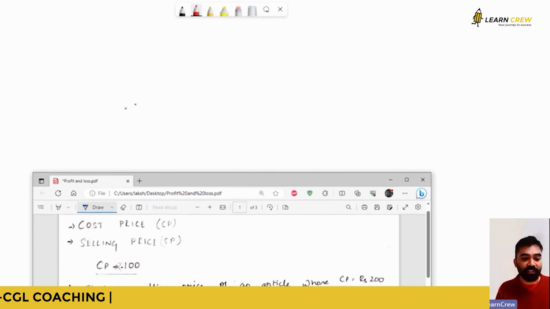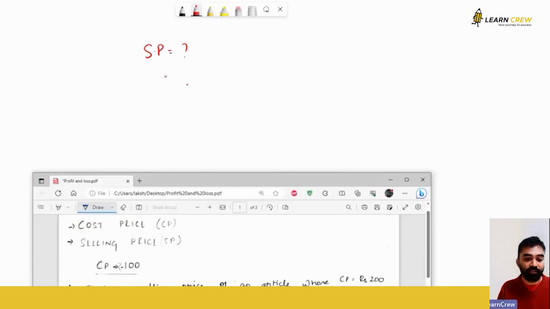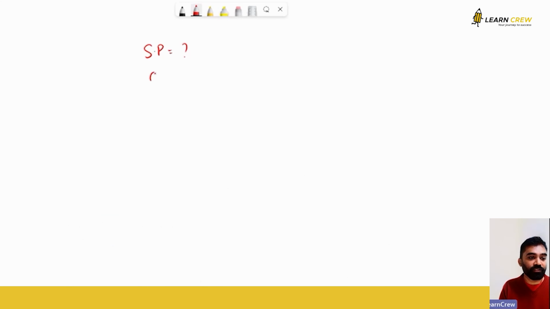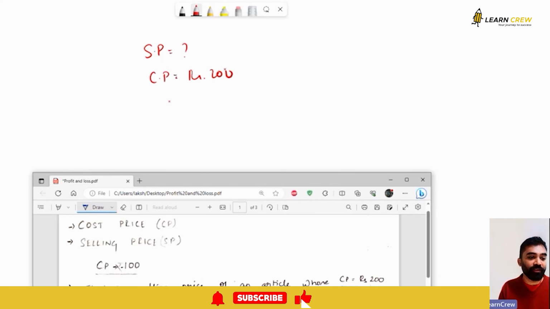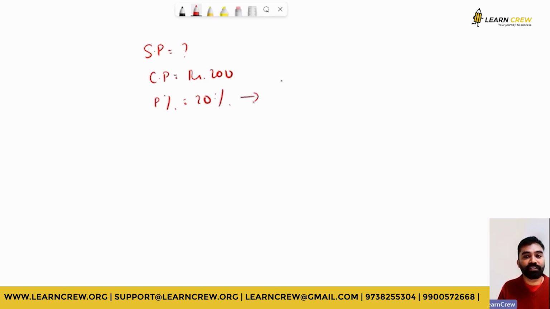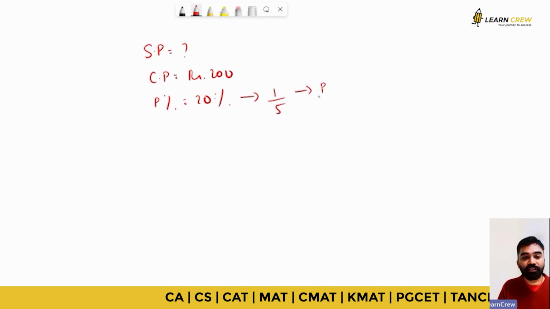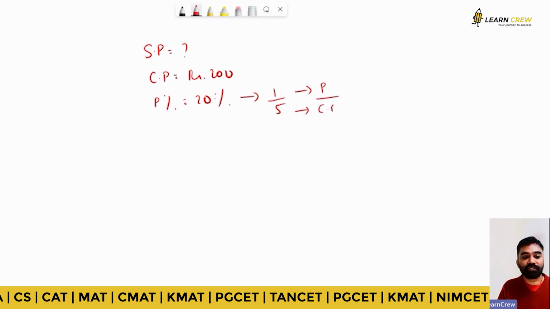Find the selling price of an article. So they are asking me to find the selling price of an article whose cost price is rupees 200 and it is sold at a profit percentage of 20%. So what is the first step? Convert this 20% into the fractional value. So 20%, how can it be written? 1 by 5. This is nothing but 1 ratio is the profit and the 5 ratio is the cost price.